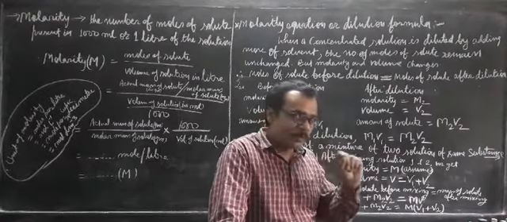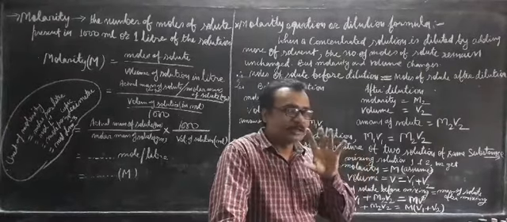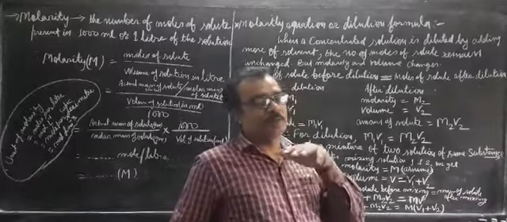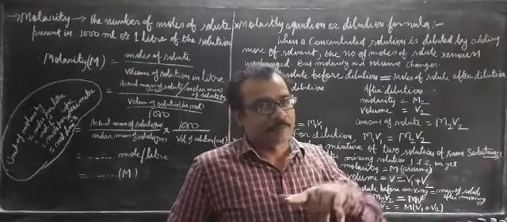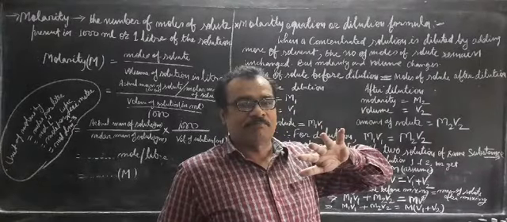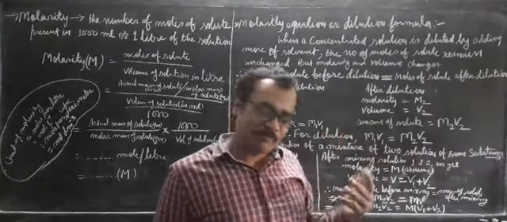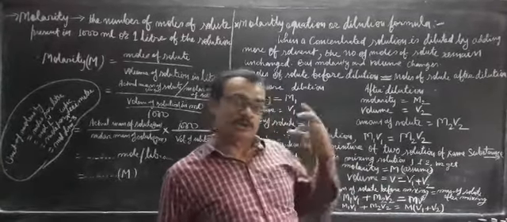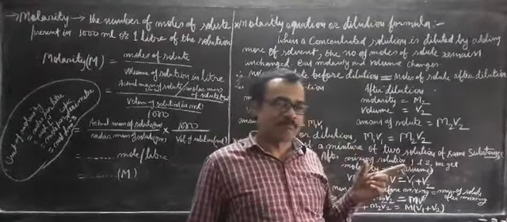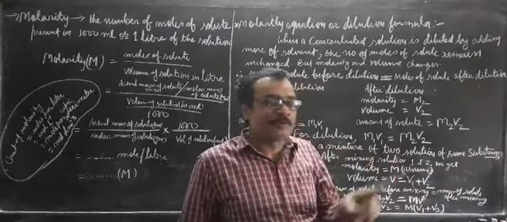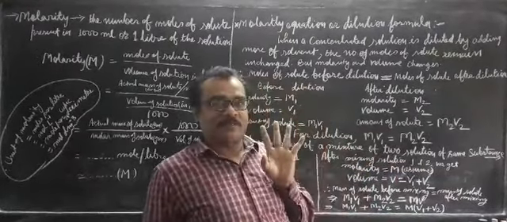Why? The amount of solute, that is sugar, decreases per liter. Per liter the amount of solute decreases, but altogether the total amount of solute remains the same. So this is the difference when we dilute. When you dilute, the total amount of solute remains the same, but the amount of solute per liter of the solution decreases. This is the case.